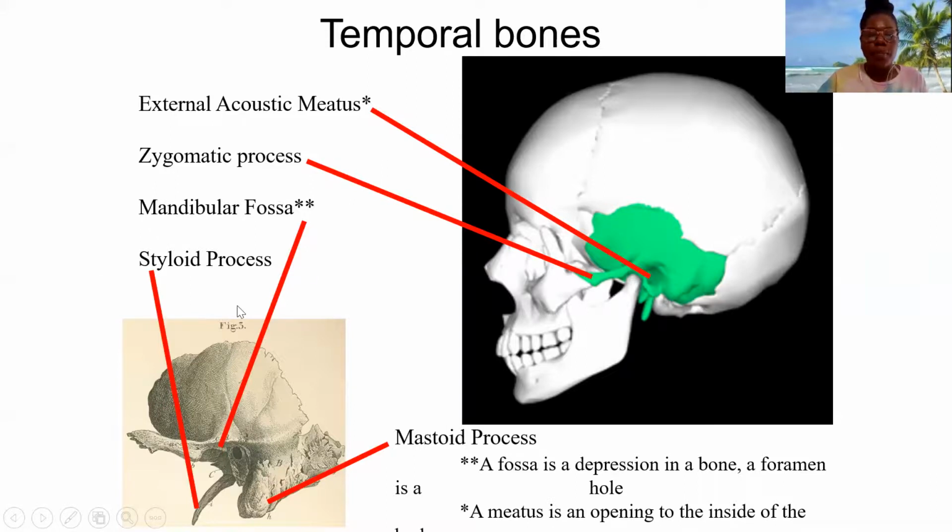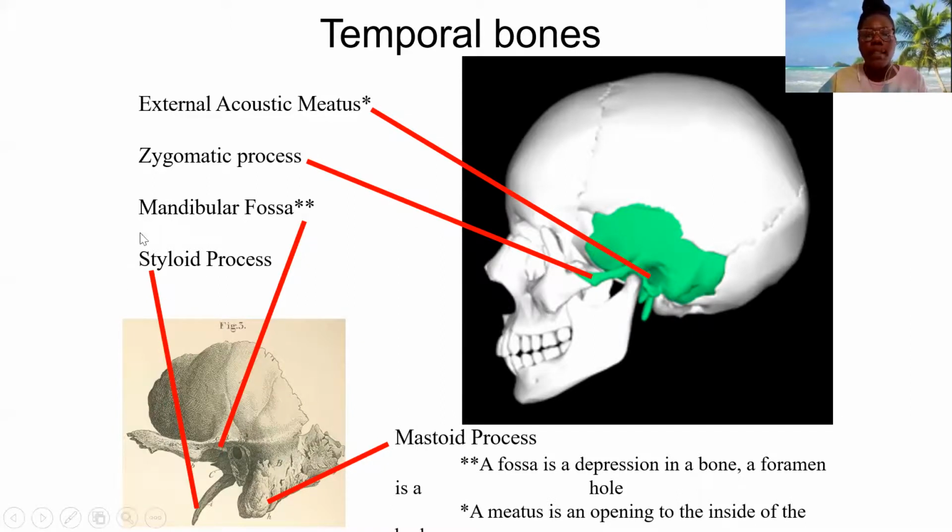Lastly, we've got the styloid process. The styloid process is the sharp projection of the temporal bone. And this is really an attachment for some muscles that we'll talk about in another unit. So the styloid process is simply a sharp, pointy projection of the temporal bone that allows for attachment to some important muscles.